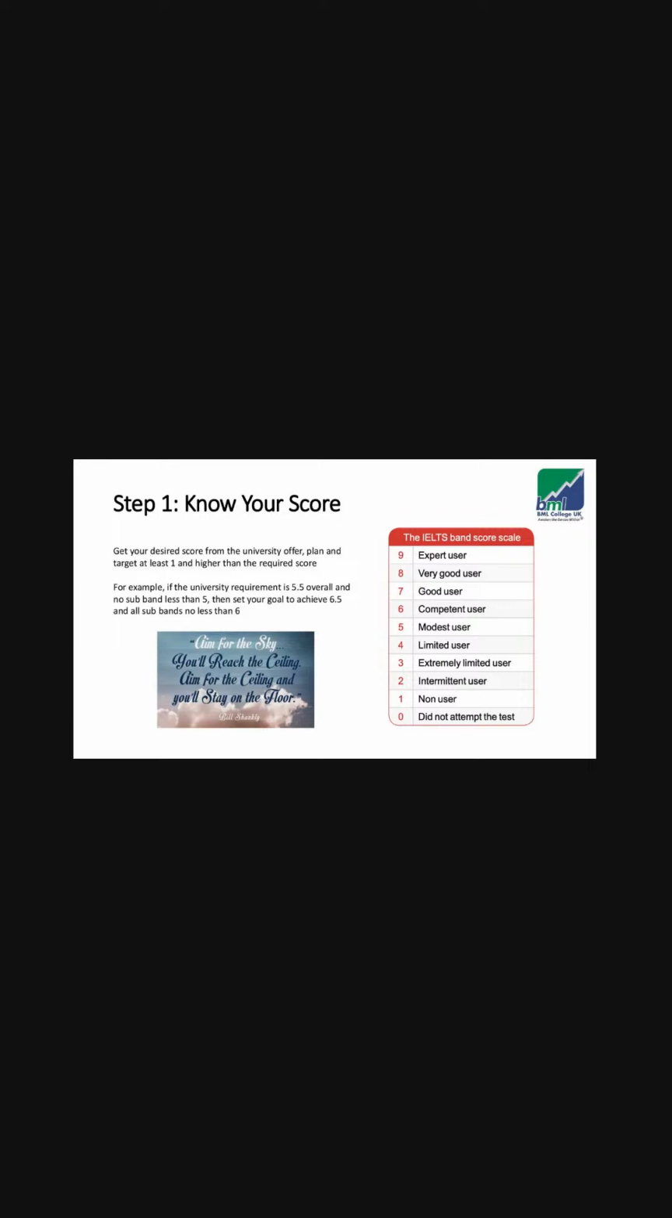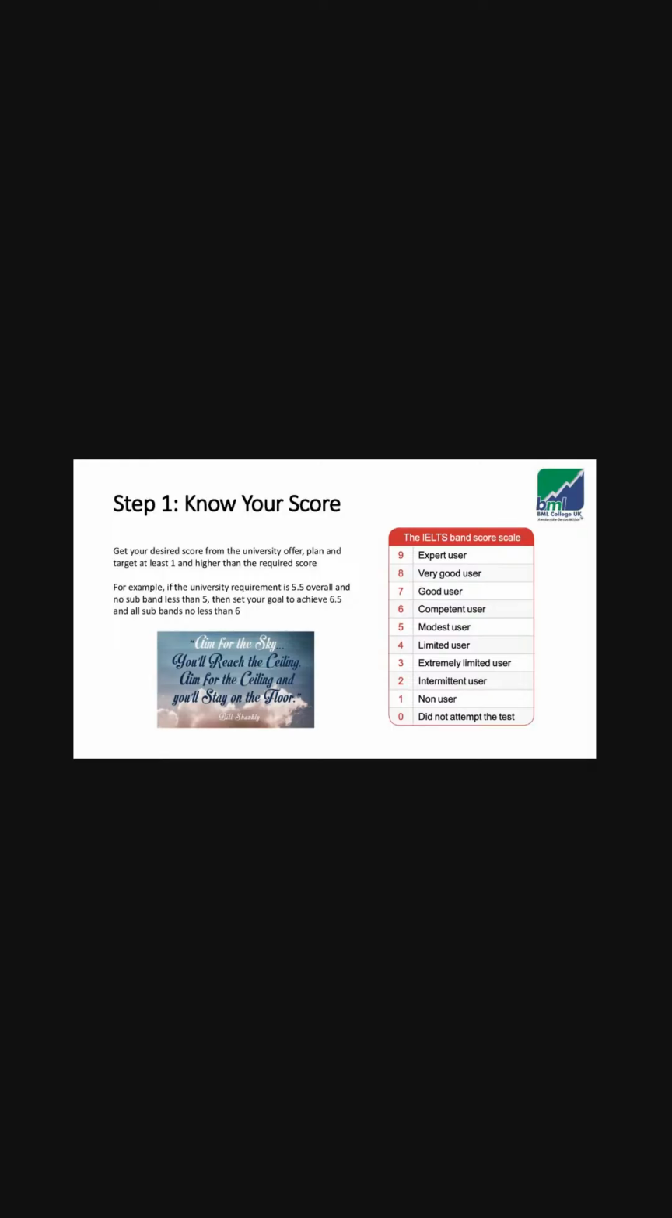So get your desired score from the university offer. Plan and target at least one band higher than the required score. For example, if the university requirement is 5.5 overall and no subband less than 5, you have to set your goal to 6.5 and no subband less than 6. So this is tip 1.